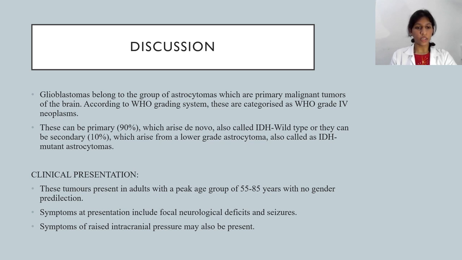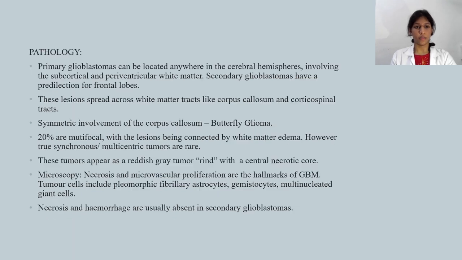Clinical presentation. Tumor presents in adults with a peak age group of 55 to 85 years with no gender predilection. Symptoms in presentation include focal neurological deficits and seizures. Symptoms of raised intracranial pressure may also be present. Pathology. Primary glioblastomas can be located anywhere in the cerebral hemispheres, involving the subcortical and periventricular white matter. Secondary glioblastomas have a predilection for frontal lobes.